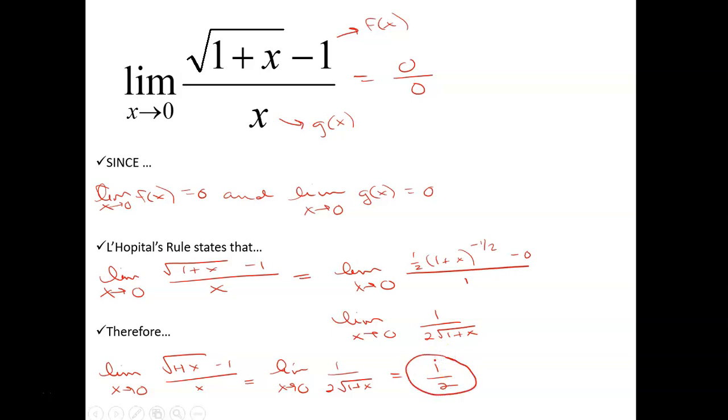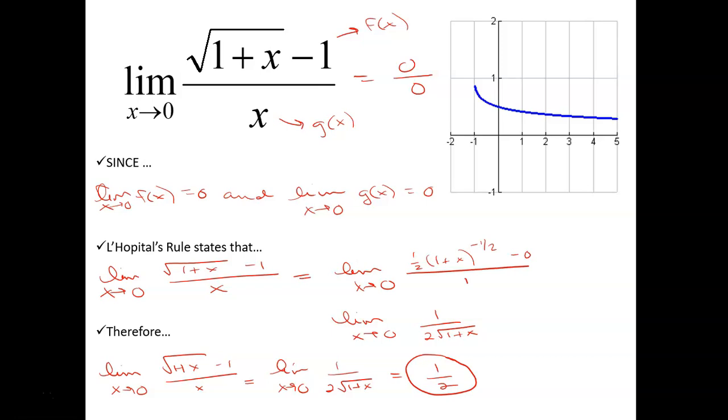And isn't that what we said it looked like? Did I put the graph on here for us? Yes, I did. Okay, look, there it is right there. We thought that that's what it was.